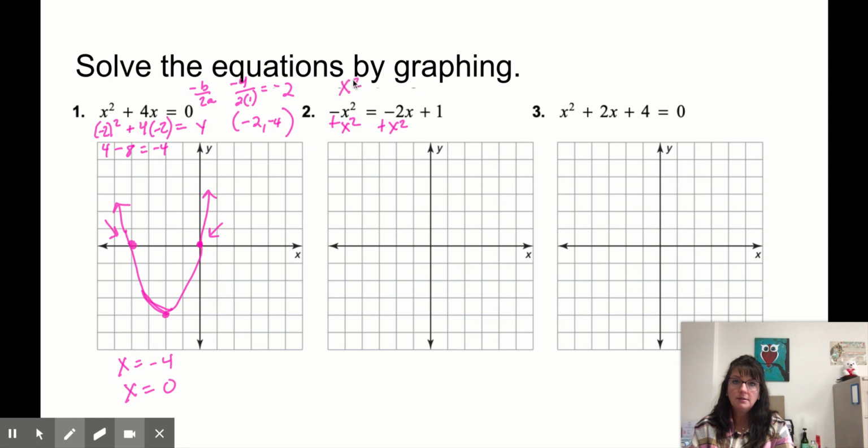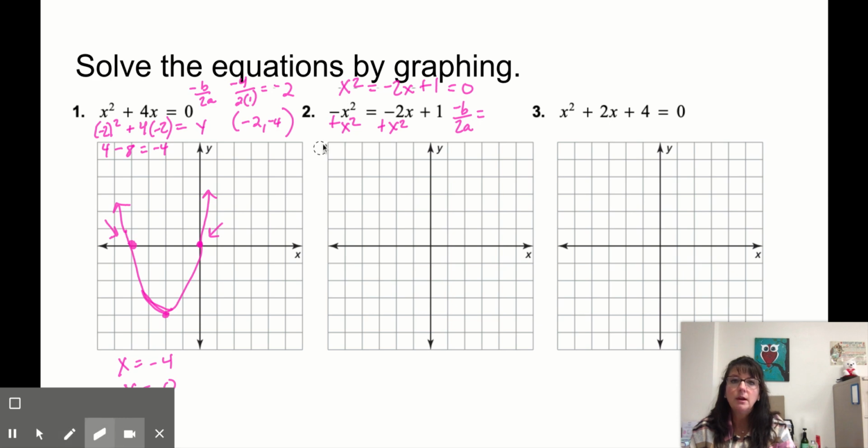So I'll get x squared is equal to -2x plus 1, and because of that, it would be equal to 0. So that's what we need. So our negative b over 2a would give us... I just rewrote this even. All right, so I added this to both sides. So I was supposed to just put it in there.